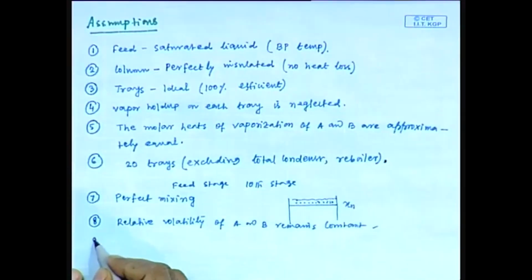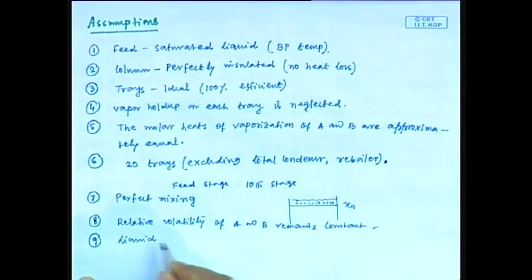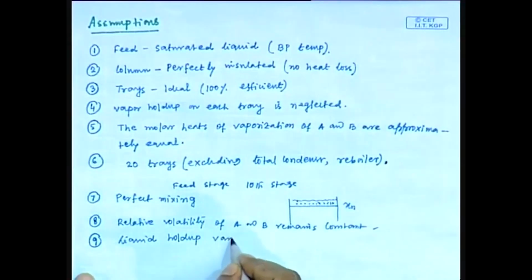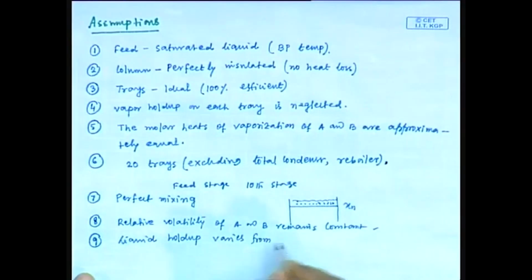Next, the ninth assumption: liquid hold up varies from tray to tray. Our fourth assumption is negligible vapor hold up, but we are considering liquid hold up. I mean, liquid hold up varies from tray to tray, but there is no variation of vapor hold up.